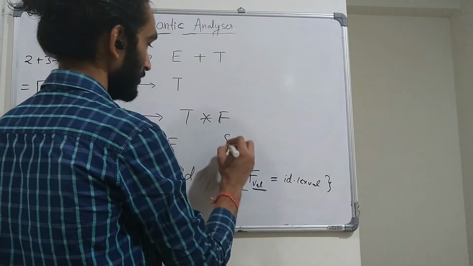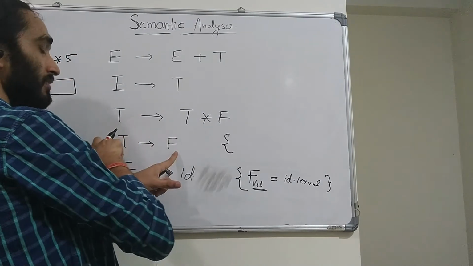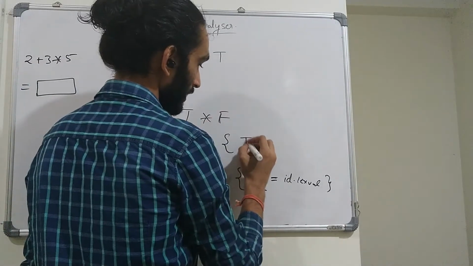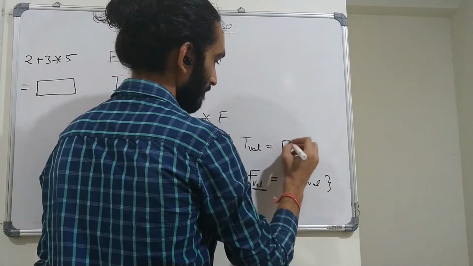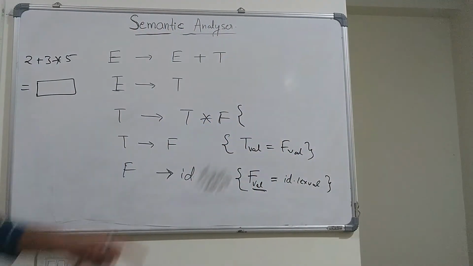Now in here what I am going to use is, I need to transfer whatever the value of this here is going to be transferred into this t. So simply I am writing t val is equal to f val. In here what I need to do is, I need to compute this, right?